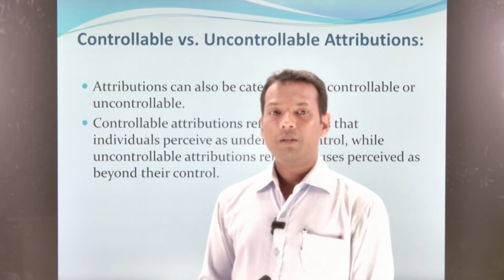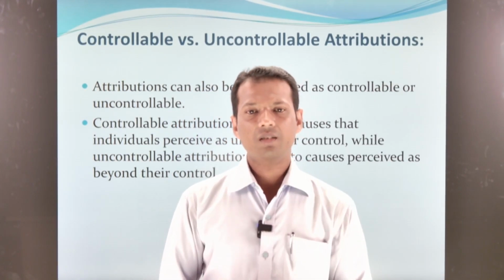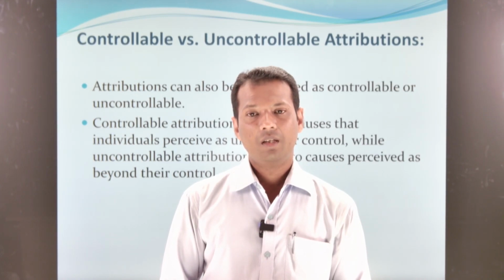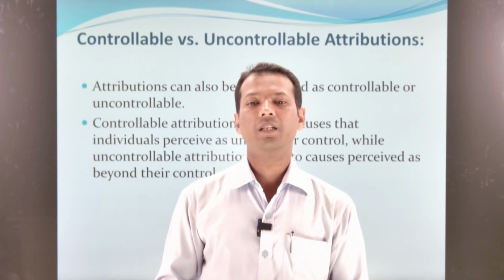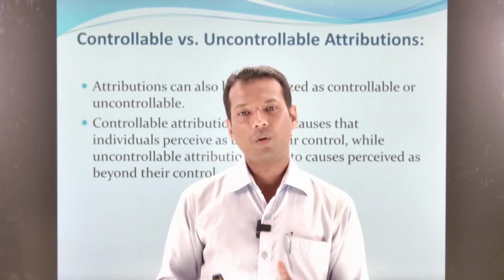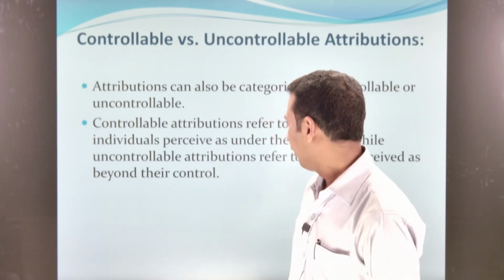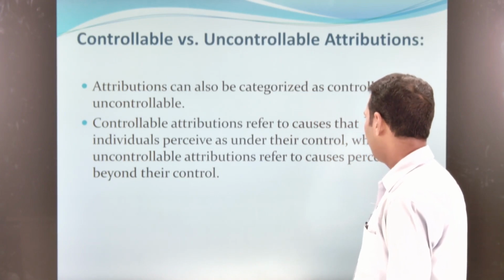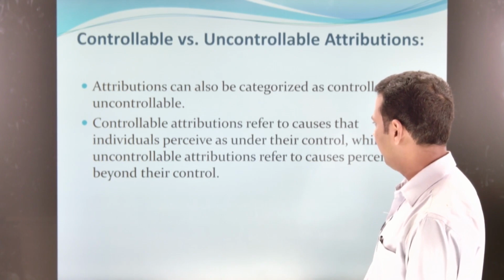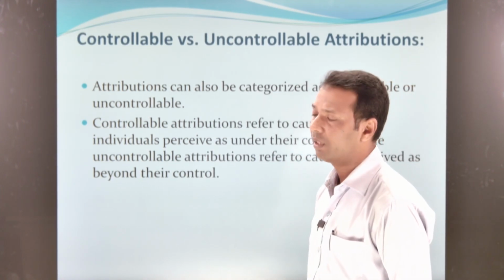Next is controllable and uncontrollable attribution. Similarly, some attributions are controllable. Controllable means it is within the control of an individual, whereas a few attributes are beyond the control of an individual or an employee. So controllable attributes refer to causes that an individual perceives as under their control, while uncontrollable attributes refer to causes perceived as beyond their control.